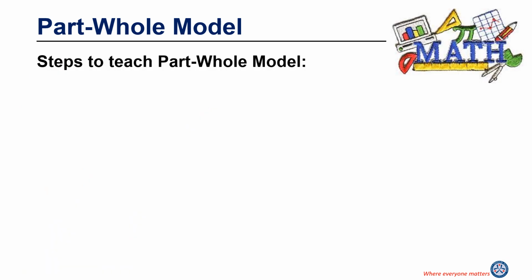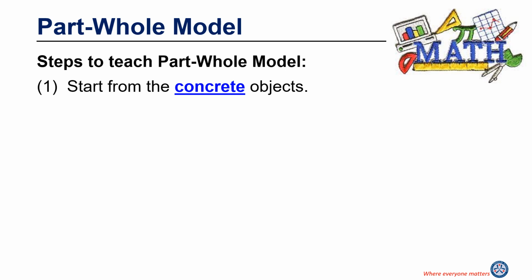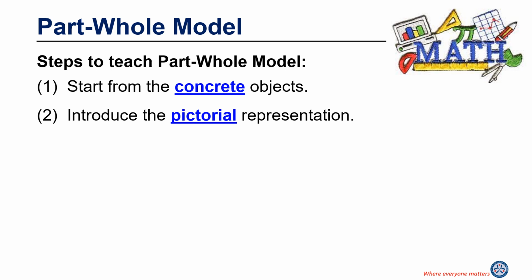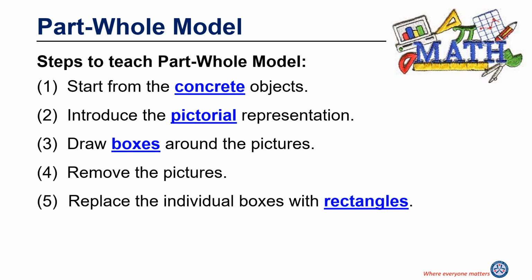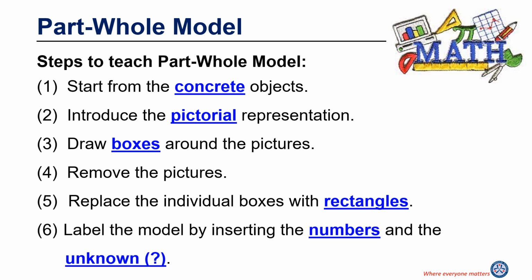How do we introduce part whole model to the students? First, we will use concrete objects to illustrate the problem. Next, we will introduce the pictures that represent the objects. After that, we will draw boxes around the pictures before they are being removed. Then, the individual boxes will be replaced by rectangles. Lastly, we will label the model by inserting the key information from the word problem.